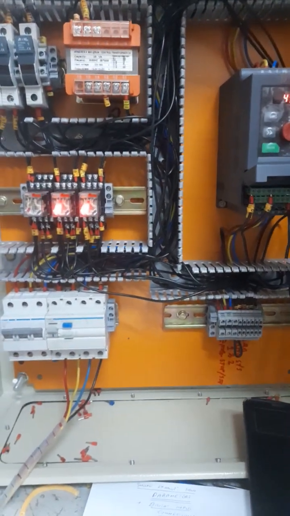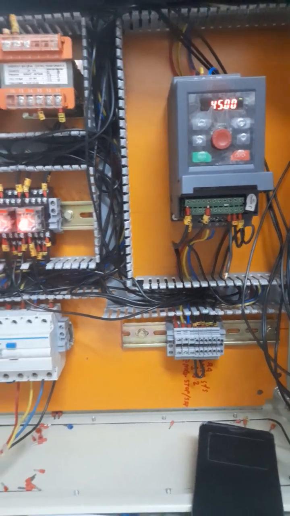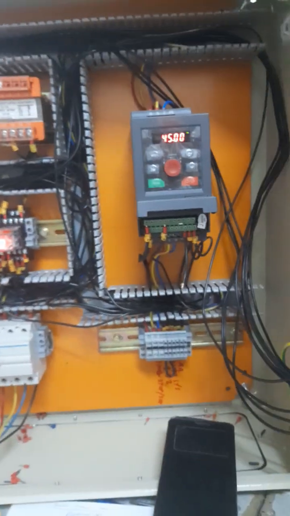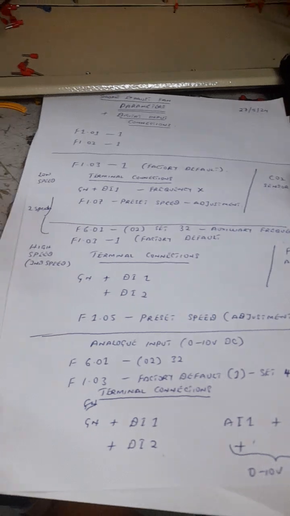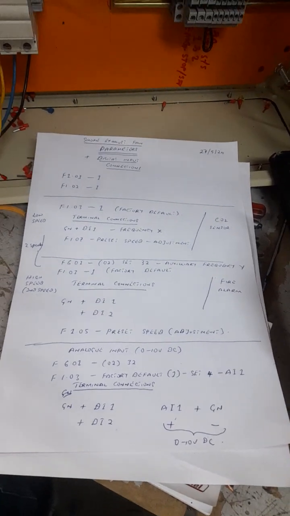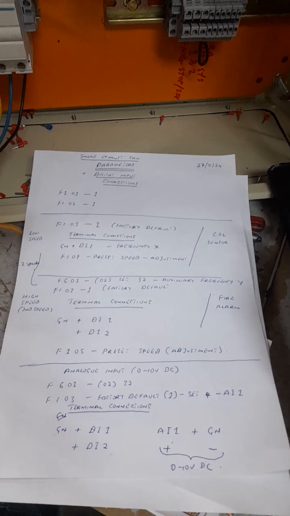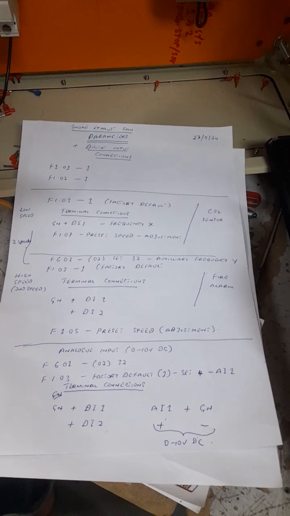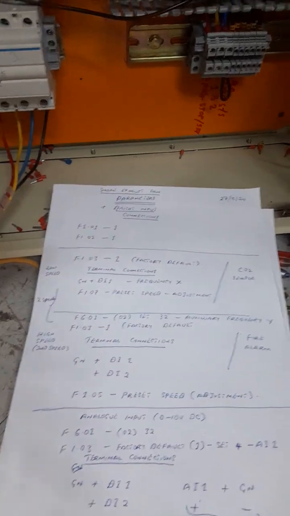So we also have the connections. We shall discuss the connections and the parameters so that we can have a clear picture of how we have come about with the 2 speeds. So we have a paper here which you can focus on. This is a summary of all the programming that I have done and the connections, but I will explain briefly what I've already done.